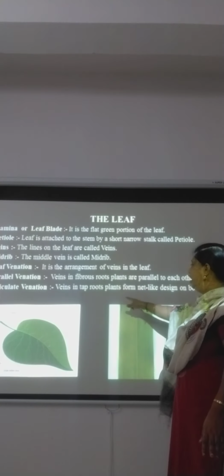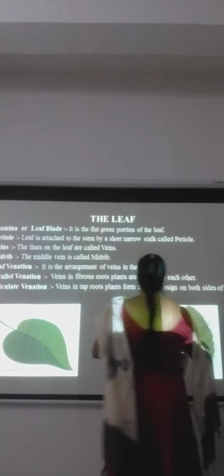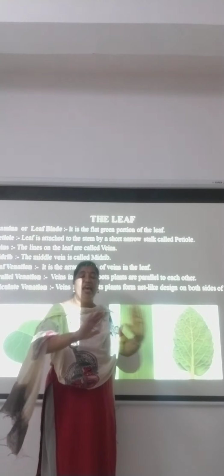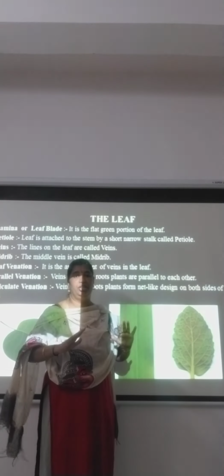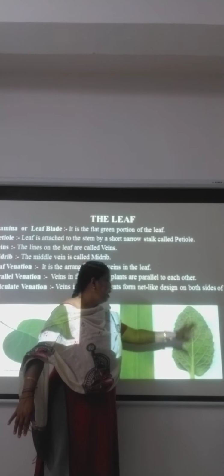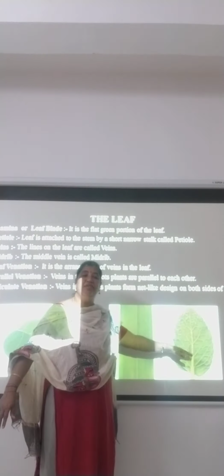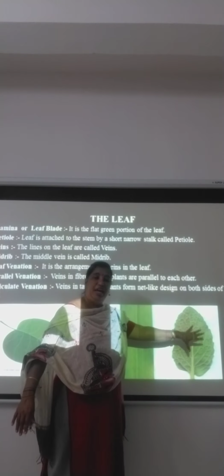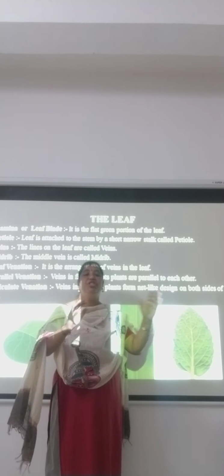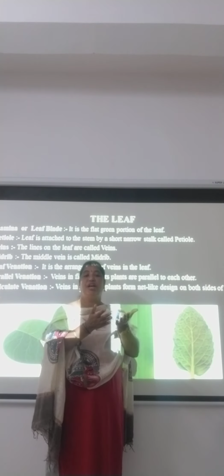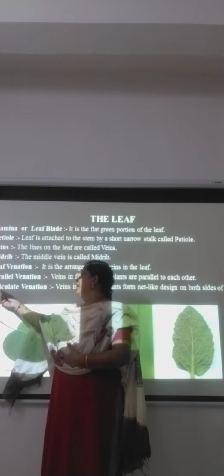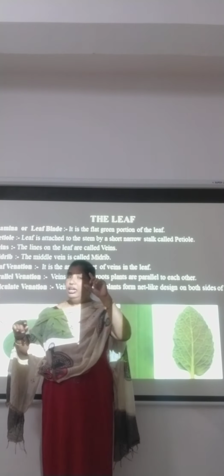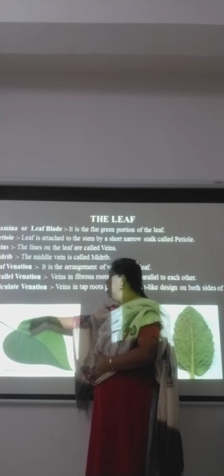Okay, reticulate venation. Here the veins form a net-like structure on both sides, the front side as well as the back side of the leaf. Such type of arrangement of veins, in a net-like structure, we call reticulate venation. Understood, children? So let's have a quick recap again.